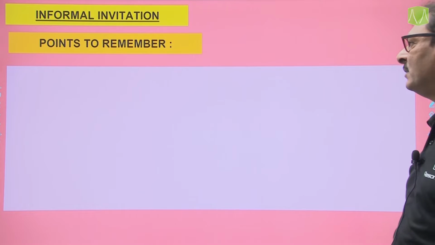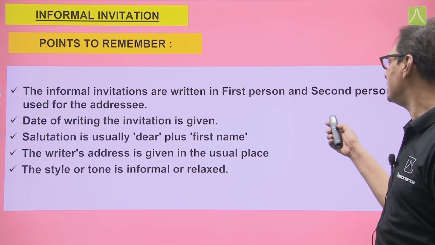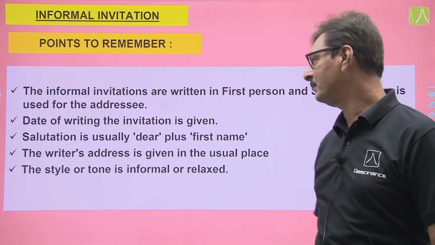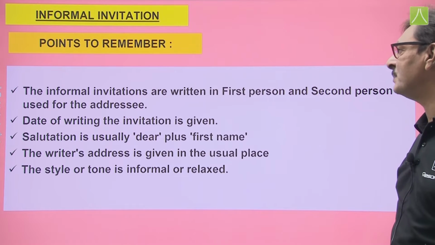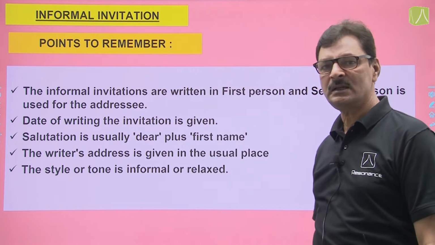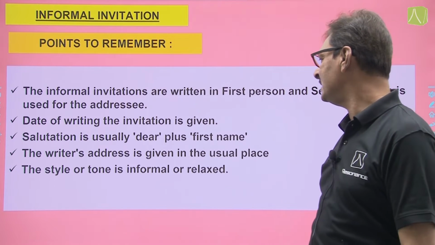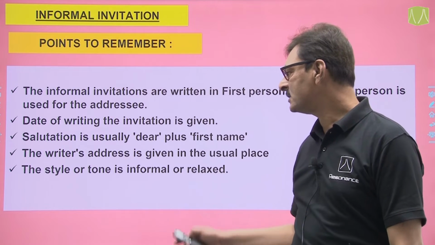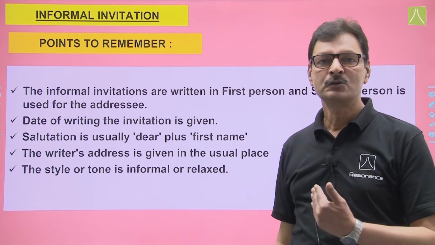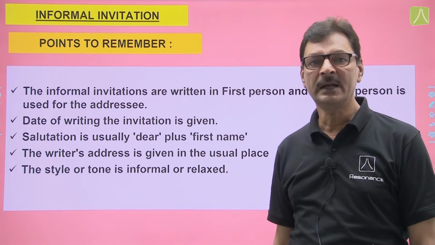The points you have to keep in mind where informal invitations are concerned. The informal invitations are always written in the first person and second person, and the formal invitations are written in the third person. The date of writing the invitation is specified in this. Salutation generally is dear plus the first name because it is an informal one. The writer's address is given in the usual place and the style or tone is informal and it is in a relaxed way. So these are the points you have to remember when you draft a formal or an informal invitation.